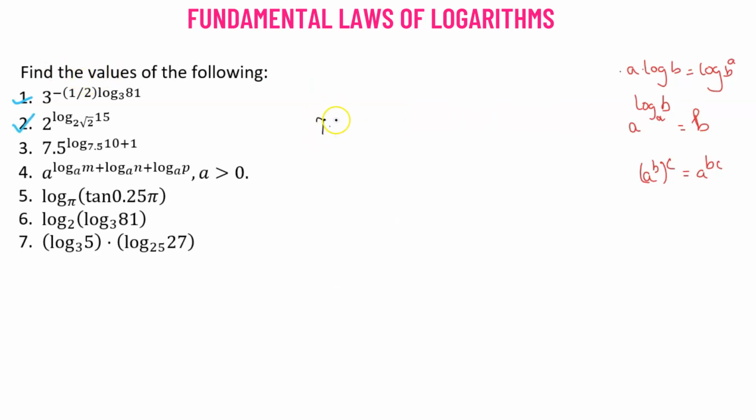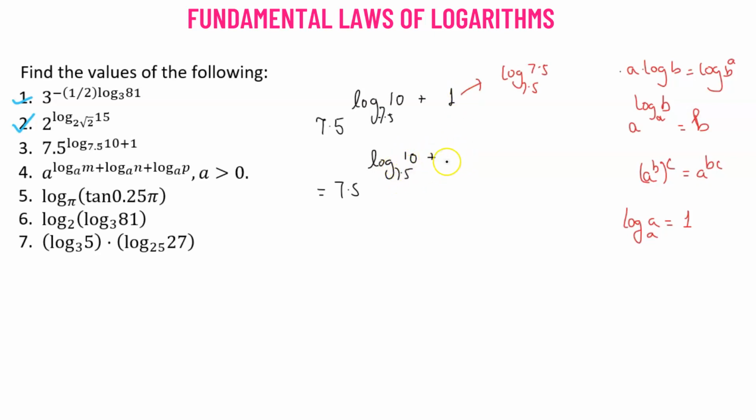Problem number 3. Here we have 7.5 raised to the power of log of 10 with a base of 7.5, and this is added to 1. Now we'll use a definition of logarithm. Whenever we have log of a to the base of a, that value is equal to 1. So we can replace this 1 with log of 7.5 with a base of 7.5. This will become evident in a moment, why we're using this particular value. So this will be 7.5 raised to the power of log of 10 with the base 7.5.